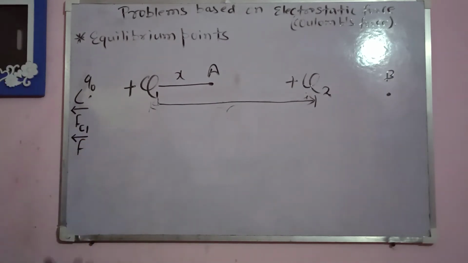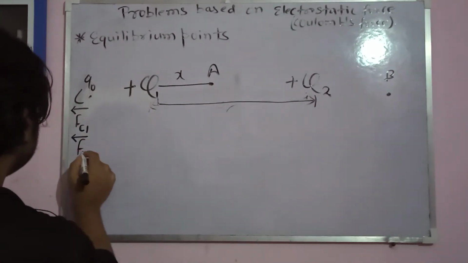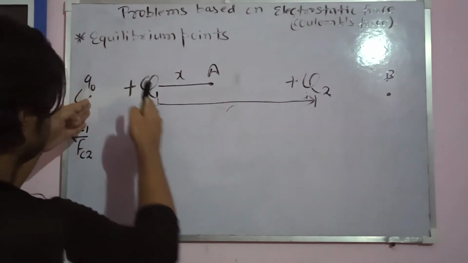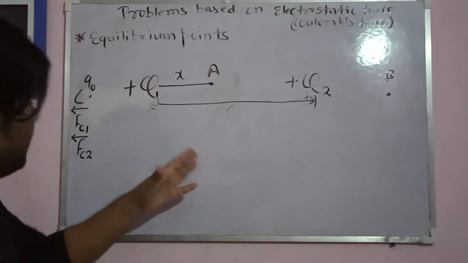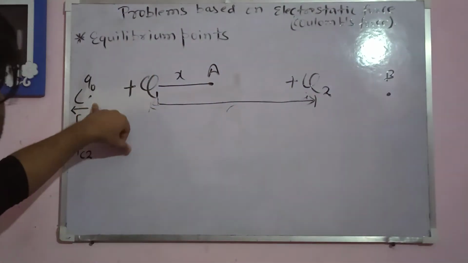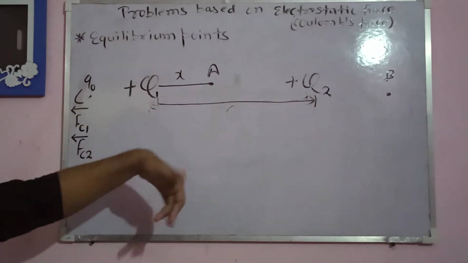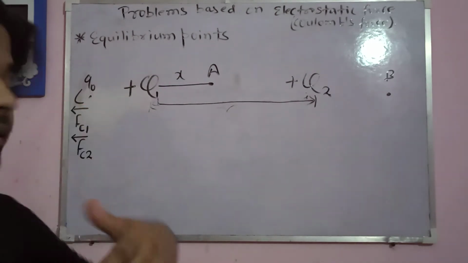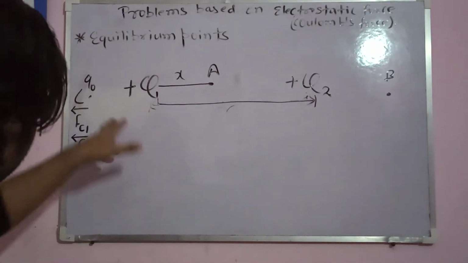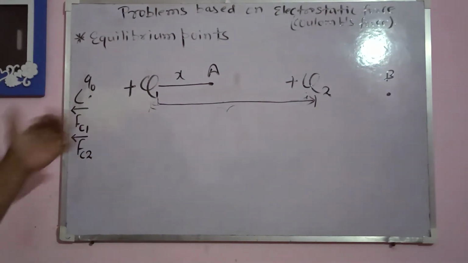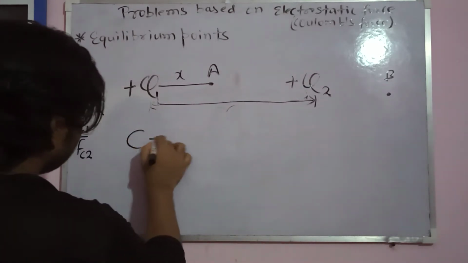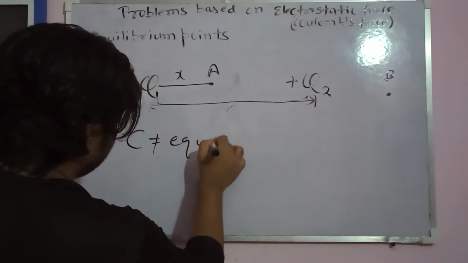FC2. As this distance is less than this distance, the two forces on the charge Q0 at point C by Q1 and Q2 may or may not be equal, but they never cancel each other. Why? The directions are the same. So this point is not an equilibrium point. So we conclude that C is not an equilibrium point.